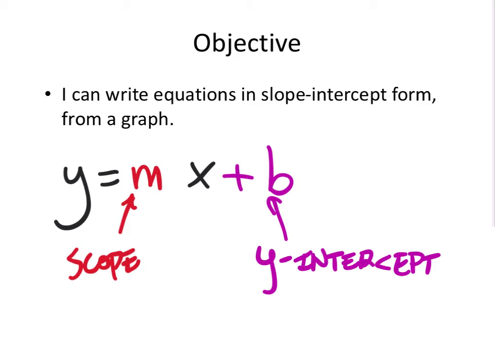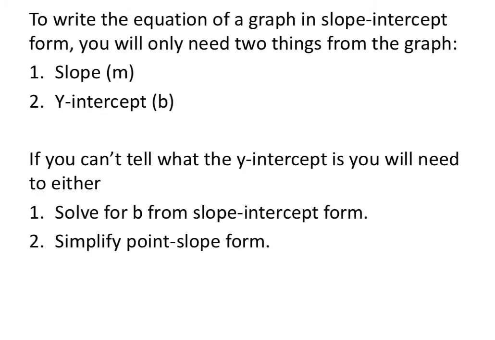Now this one, the objective is to write equations in slope-intercept form from a graph. So when you look at a graph, and this may come as a surprise, but there's only two things you need to write the equation in slope-intercept form. The first thing here is m, the slope, which is why it's called slope. And the second thing is the y-intercept, which is why it's called slope-intercept form. So as long as you can figure out those two things from the graph, then you can write the equation for it.